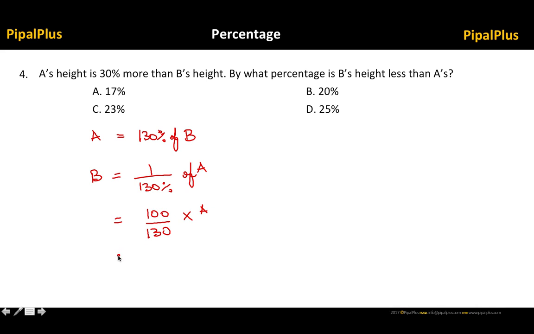And when I simplify this, I get approximately, because I don't need to compute decimals because of the answer choices, 0.77 of A, right? So if B is 0.77 times A, to express this in percentage, all I need to do is multiply it by 100%, right? So B is approximately equal to 77% of A. Now if B is equal to 77% of A, then clearly B is 100 minus 77, 23% shorter than A.